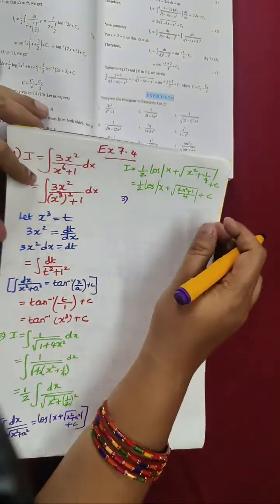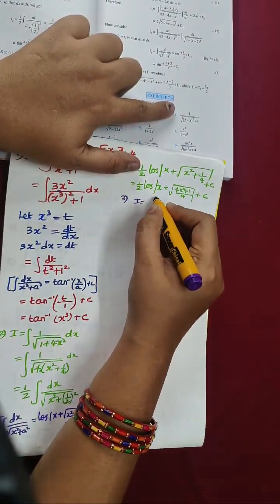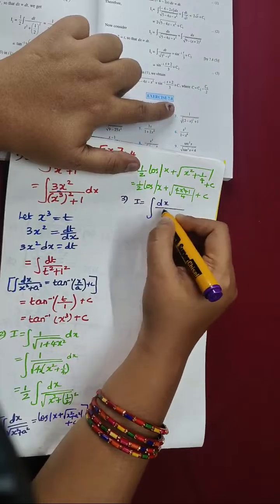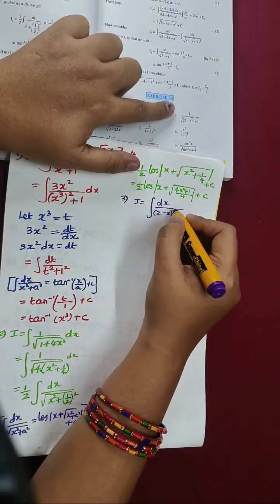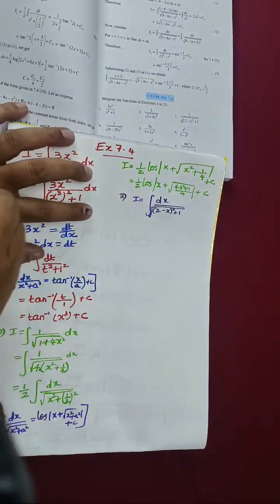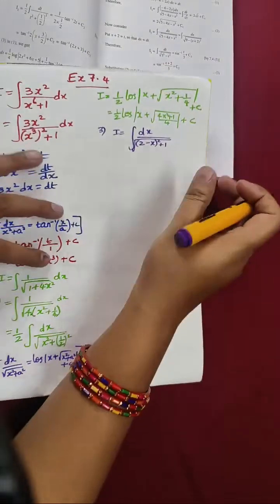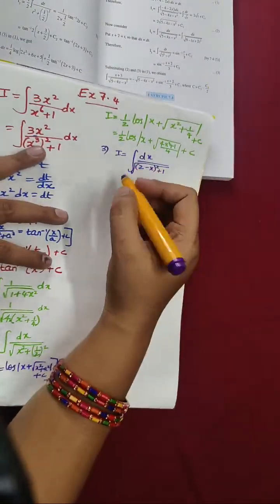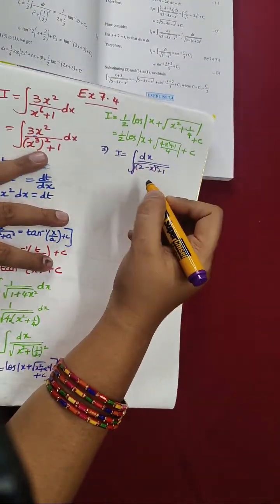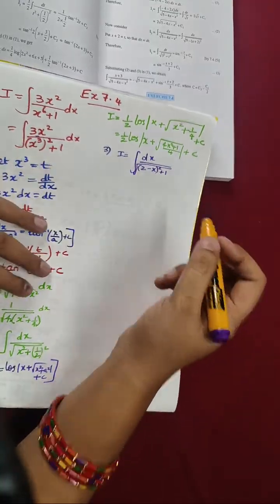Question number 3. Integral dx by root of 2 minus x the whole square plus 1. So in the denominator we have a square root. We can do the substitution part, or directly you can integrate.